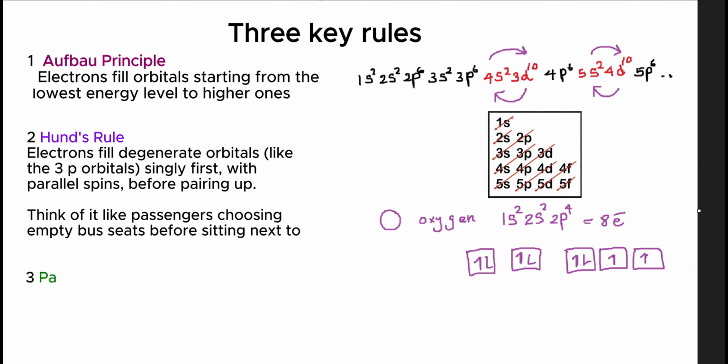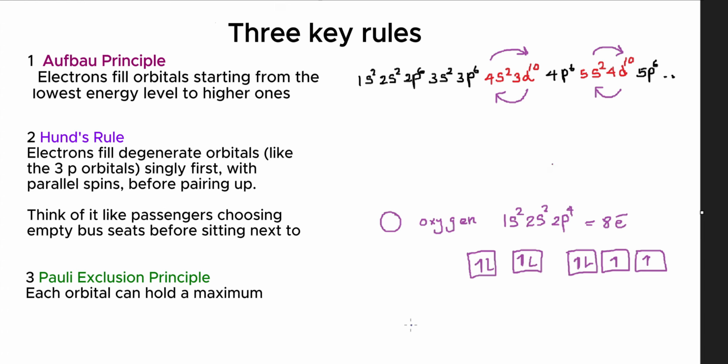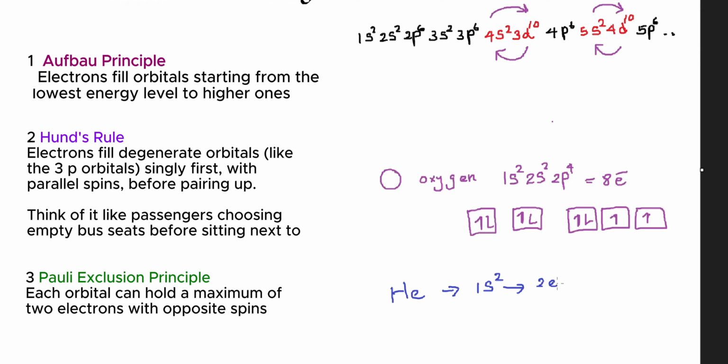The third rule is the Pauli exclusion principle. Each orbital can hold a maximum of 2 electrons with opposite spins. Let's take a look at the electron configuration of the helium atom. It is 1s2. The 2 electrons are filled with opposite spins, denoted as minus and plus half based on the quantum number.